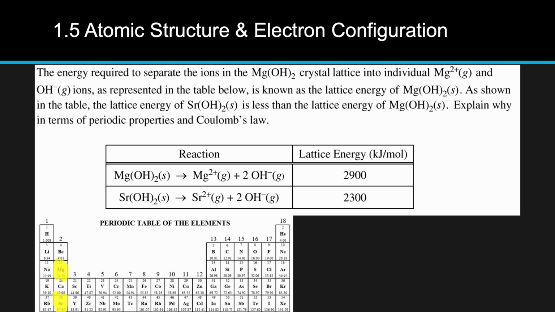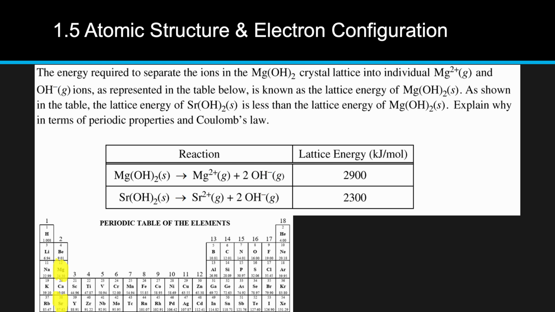So let's look at a past FRQ example in which you would use Coulomb's law to explain. This one says the energy required to separate ions in the magnesium hydroxide crystal lattice into its individual ions is known as the lattice energy of magnesium hydroxide. As shown in the table, the lattice energy of strontium hydroxide is less than the lattice energy of magnesium hydroxide. Explain why in terms of periodic properties and Coulomb's law. Now, I know we haven't really talked about lattice energy yet, but I still think you can do this with the information you have so far.